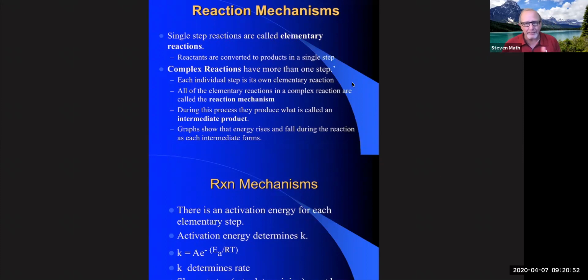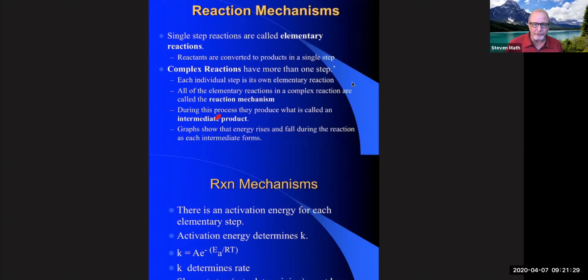Unfortunately, most chemical reactions out there in the real world involve complex reactions. These are going to have more than one step. Each individual step is called an elementary step. And so in the pharmaceutical world where we're making an antibiotic, that reaction mechanism may have 4 or 5 different steps, elementary reactions to it. All of the elementary reactions in a complex added together make up what's called the reaction mechanism.